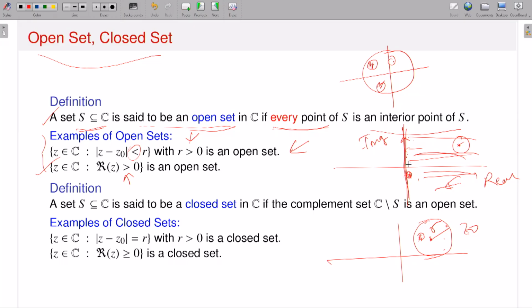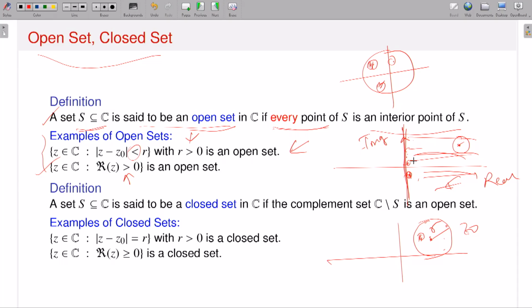Whatever point you take which is very close to the imaginary axis, there will always be a positive distance. Once you have a positive distance from the imaginary axis, you can have a small open ball centered at that point with radius r which is fully contained, and you can always have it. So therefore, this set is an open set.